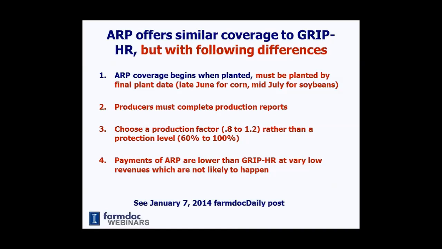Third, we're going to choose a production factor rather than a protection level. It's a change of terminology, but essentially doing the same thing. This year it will be a production factor rather than a protection level. The 1.2 protection factor will be the same as a 100% protection level at a 90% coverage level. So you can get the same sort of coverage with ARP that you did with GRIP HR.